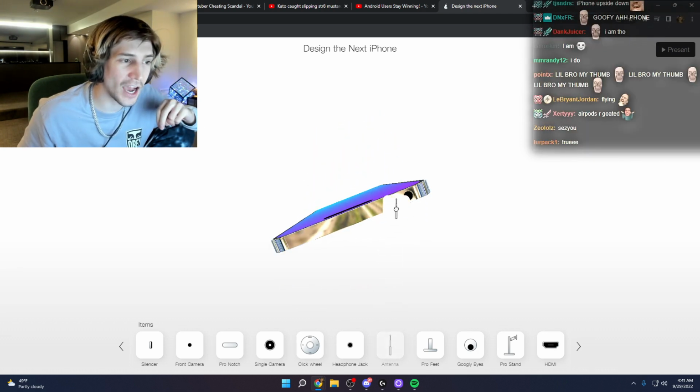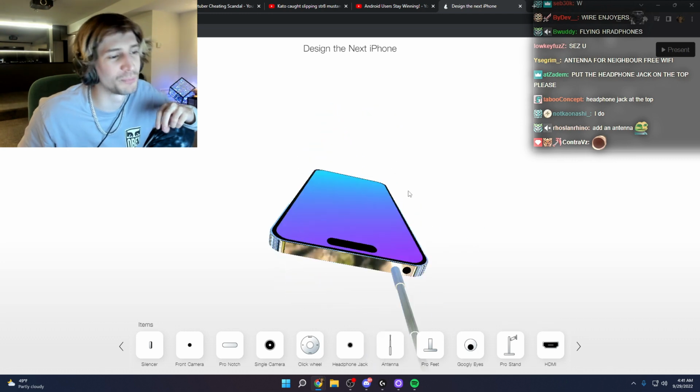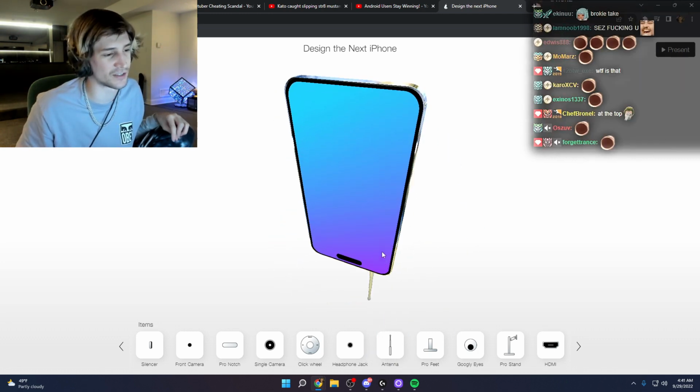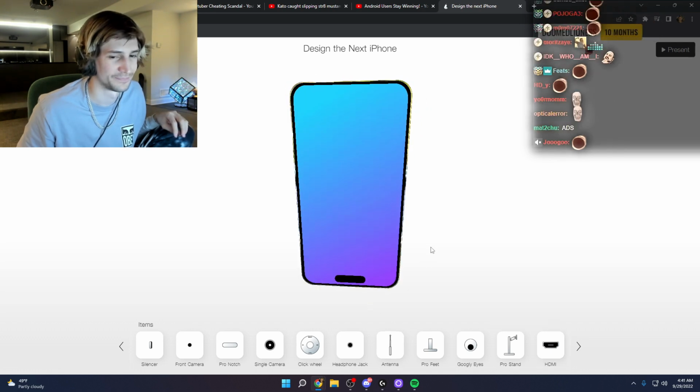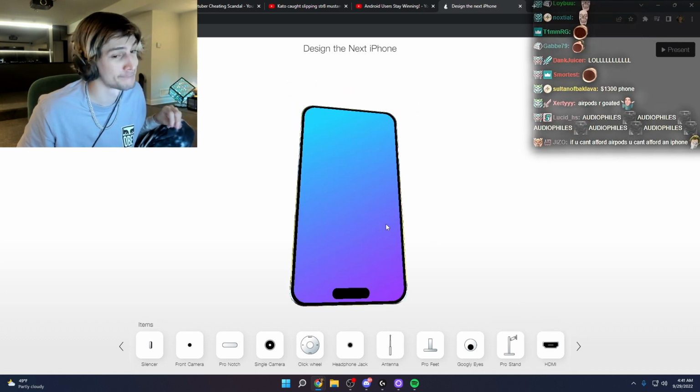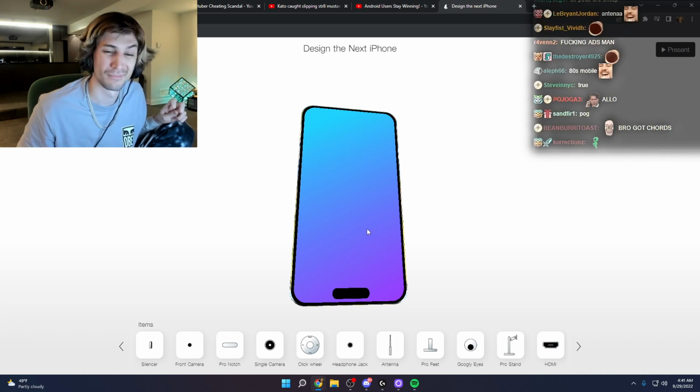Okay, and a hidden antenna, I think. Okay, why is it gotta be like that, man? Okay, this side is stupid. Okay, this is stupid. I'm gonna have to ruin it then. Okay.